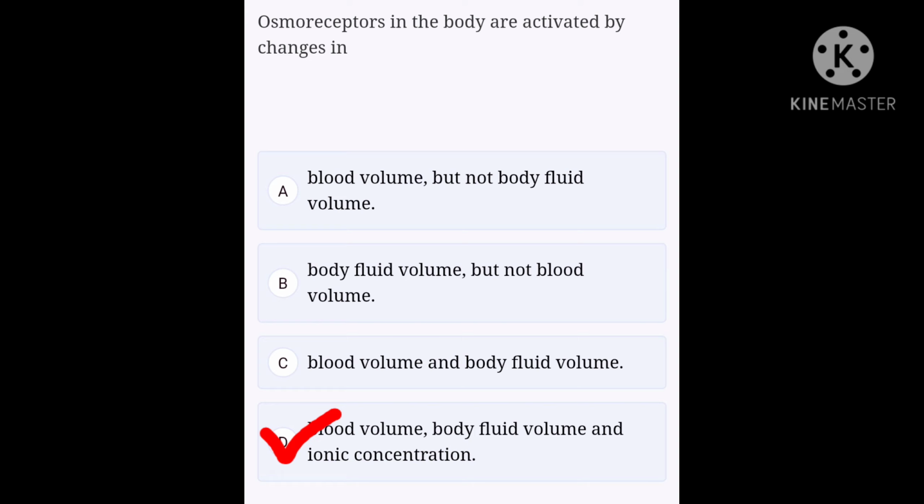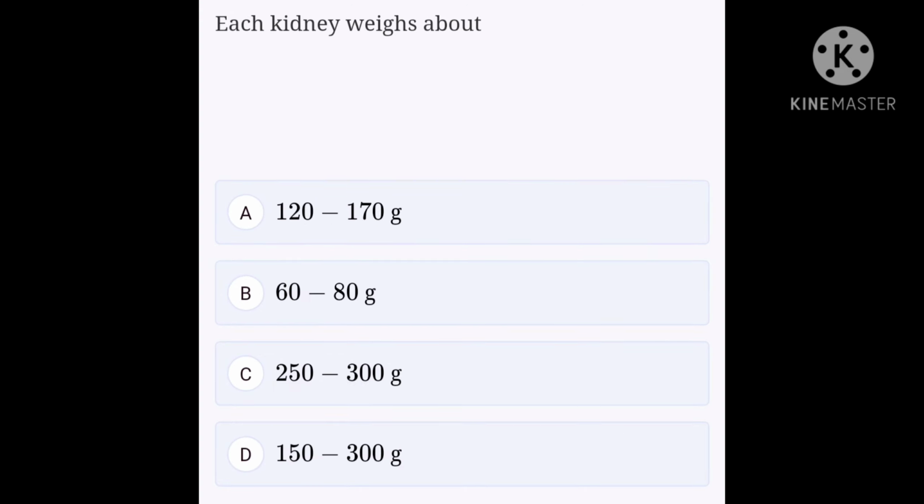Okay, let's see the next question. Each kidney weighs about option A 120 to 170 gram, option B 60 to 80 gram, option C 250 to 300 gram, option D 150 to 300 gram. The right option for this question is A, 120 to 170 gram.